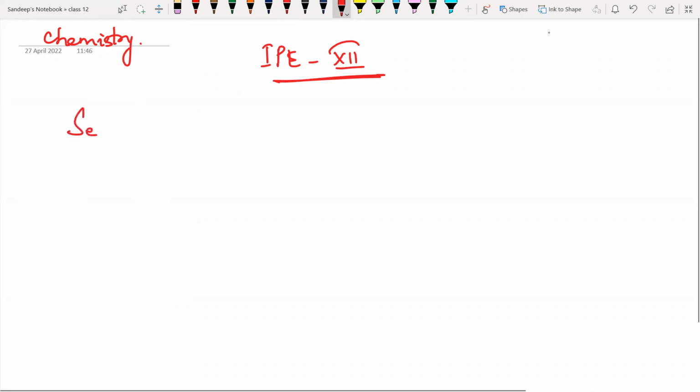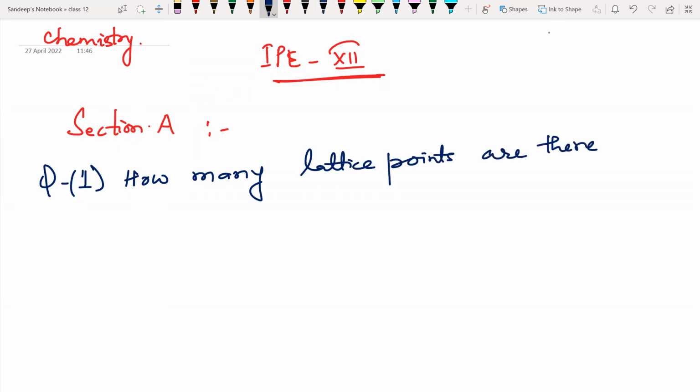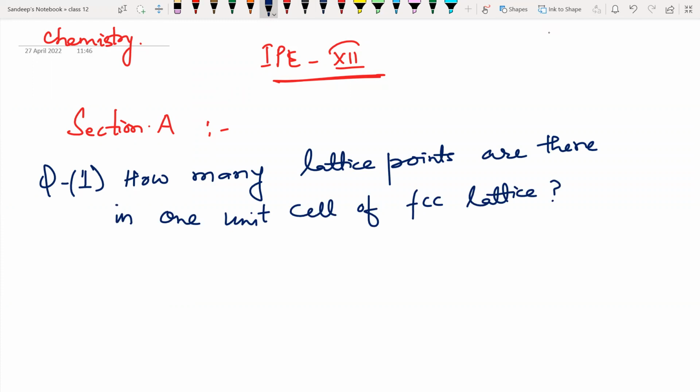So in section A, try to prepare these questions. Like the first question, how many lattice points are there in one unit cell of FCC lattice? So in FCC lattice, there are atoms at corners and atoms at faces. So how many lattice points will be there? 14. There are 6 faces and 8 corners.